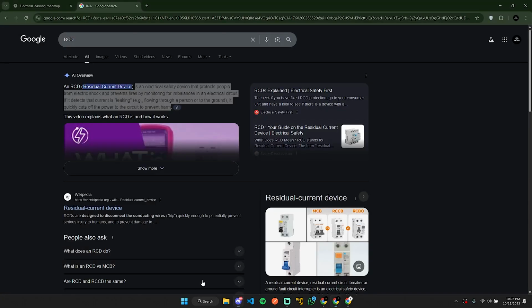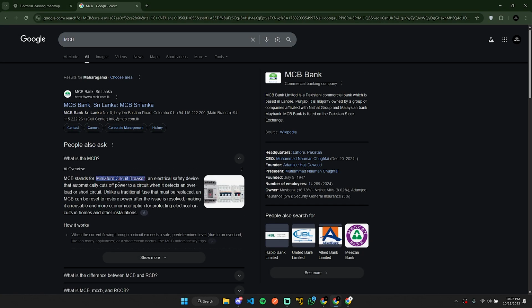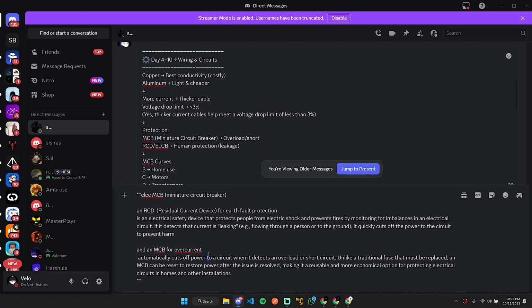Alright, MCB for overcurrent. So what is MCB used for? MCB, miniature circuit breaker, is an electrical safety device that automatically cuts off power to a circuit when it detects an overload or short circuit. Unlike a traditional fuse that must be replaced, an MCB can be reset to restore power, making it reusable. Right. So isn't this what we use at home? Oh yeah, it is. Okay.